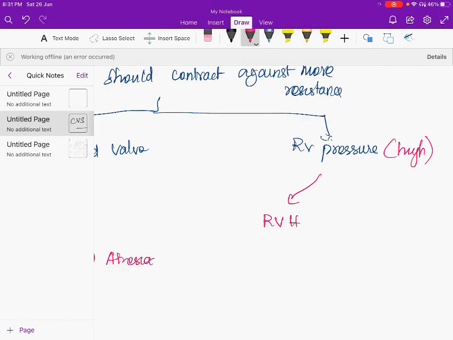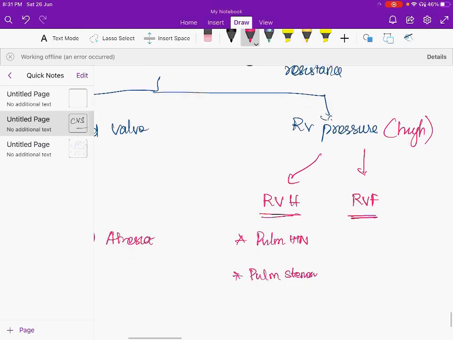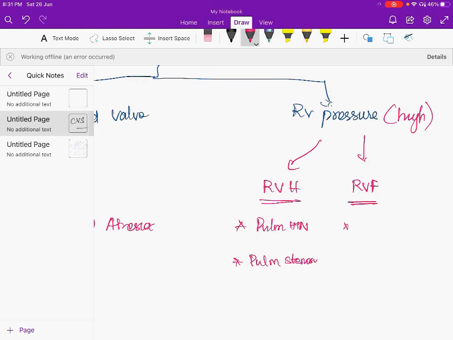Right ventricular hypertrophy, such as your pulmonary hypertension and your pulmonary stenosis. Some answer right ventricular failure. Yes, even right ventricular failure will have high RV pressure. Some causes of right ventricular failure are your pulmonary thromboembolism, acute pulmonary embolism, and your right ventricular MI.